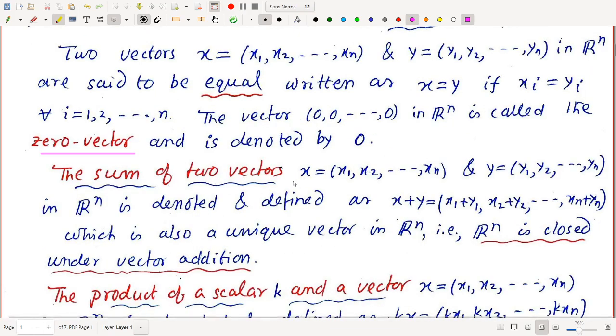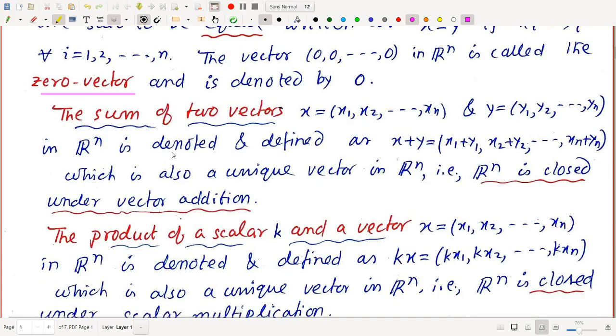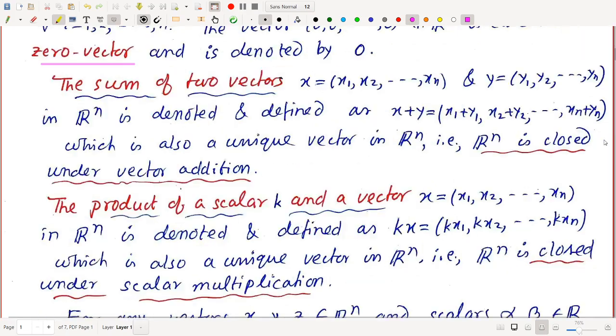The sum of two vectors. If x and y in R to the power n are two vectors, then their sum is denoted and defined as x plus y. But what is x? x means (x1, x2, ..., xn). y means (y1, y2, ..., yn). So their sum will be (x1 plus y1, x2 plus y2, ..., xn plus yn) within first bracket. This is also an ordered n-tuple, meaning we have added component wise. Like matrices, corresponding elements are added. Corresponding components are added.